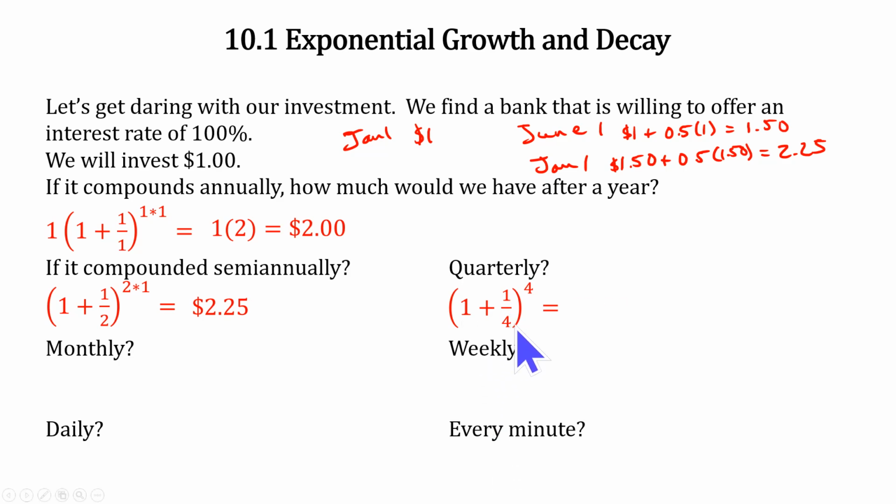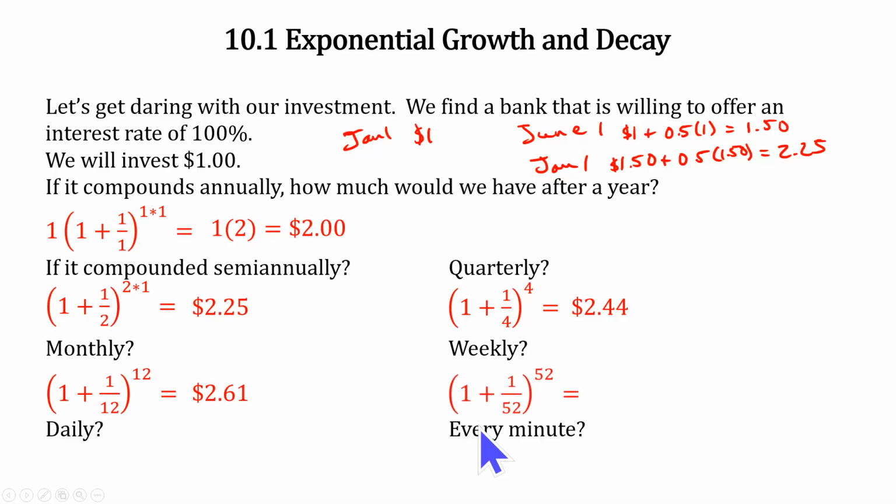Okay, quarterly, we're going to get about $2.44 after a year. Monthly, I'm going to get about $2.61. We did a pretty good jump there. Weekly, 52 weeks, $2.69, only went up 8 cents. Now let's change this to 365 and it only goes up 2 cents.